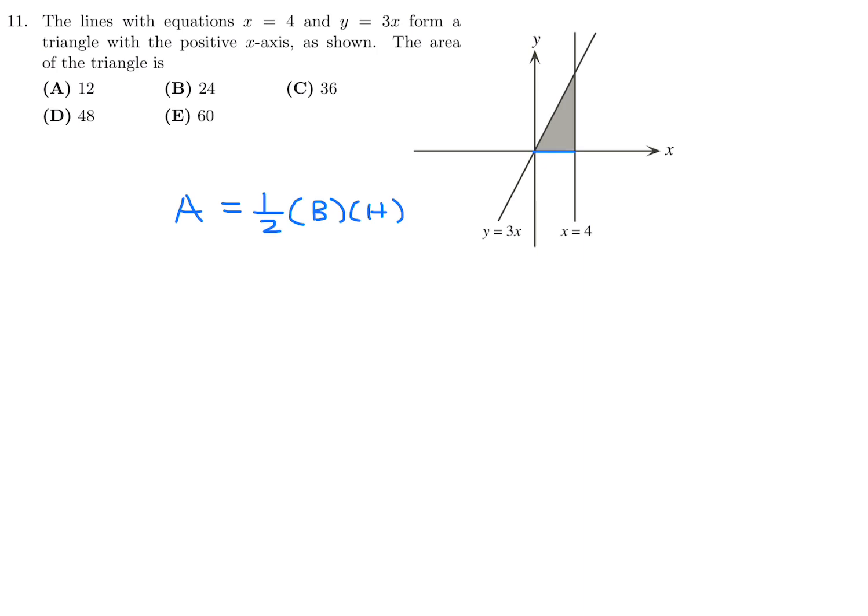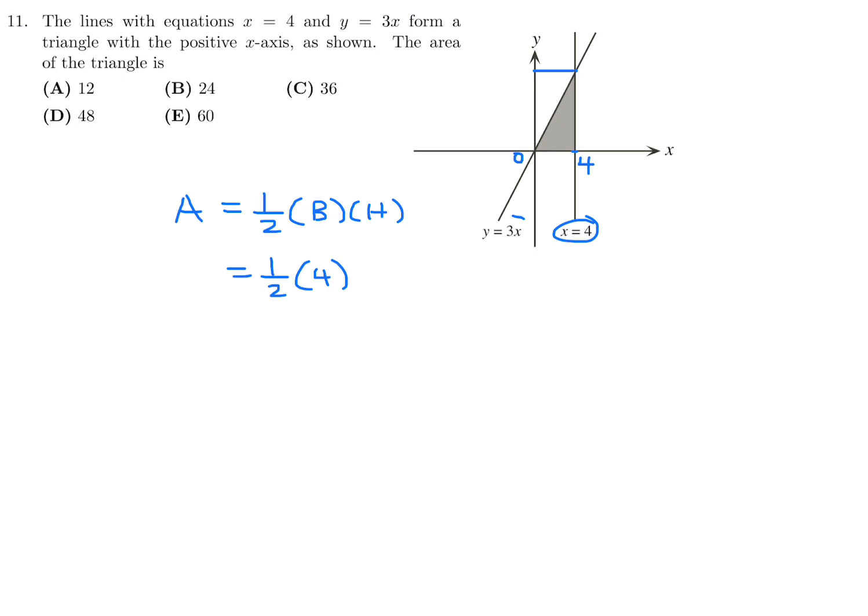Well, the base is from there to there, and that's pretty straightforward. That's just 4, since that is x equals 4 right there. And this is the origin. So we put 4. Now, what is the height? Well, the height is here, and that's obviously going to correspond to that point on the y-axis. But how do I get that point?